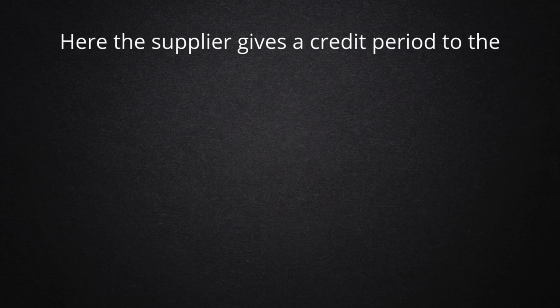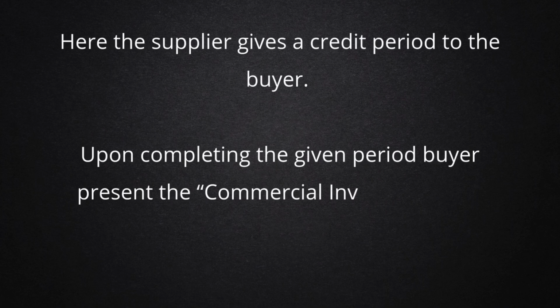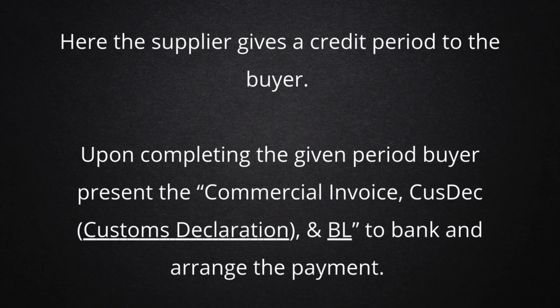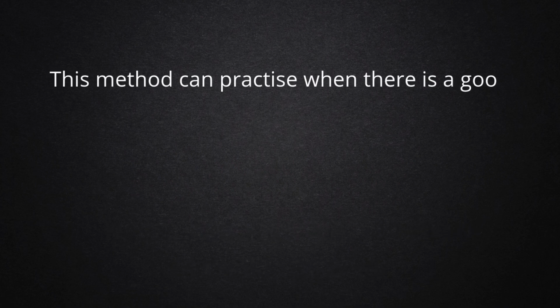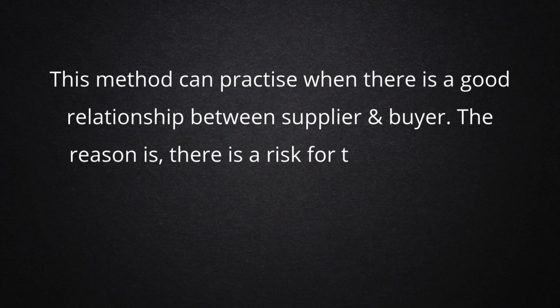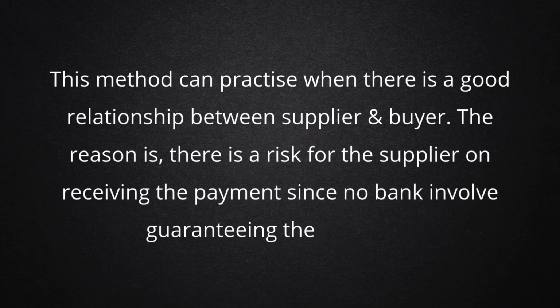Here the supplier gives a credit period to the buyer. Upon completing the given credit period, the buyer presents the commercial invoice, customs declaration, and BL to the bank and arranges the payment. This method can be practiced when there is a good relationship between supplier and buyer. The reason is, there is a risk for the supplier in receiving the payment since no bank is involved guaranteeing the payment.